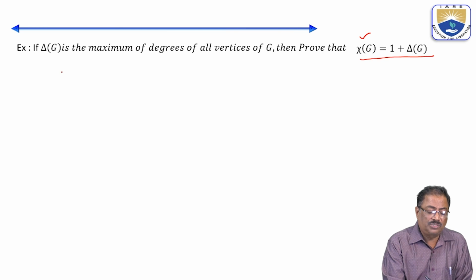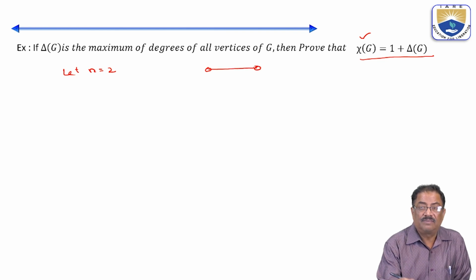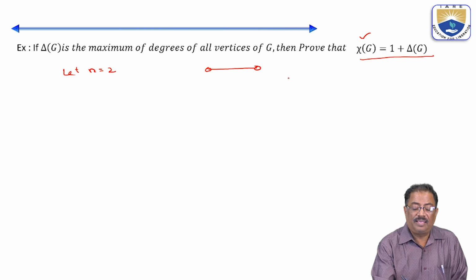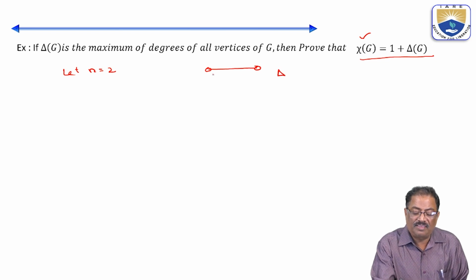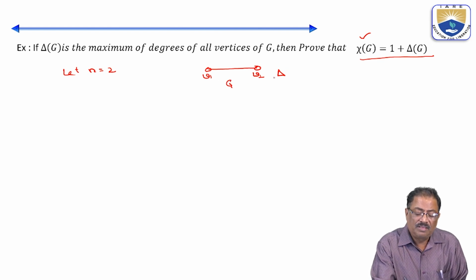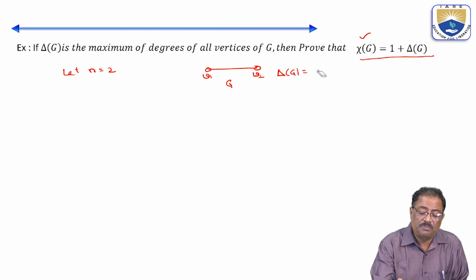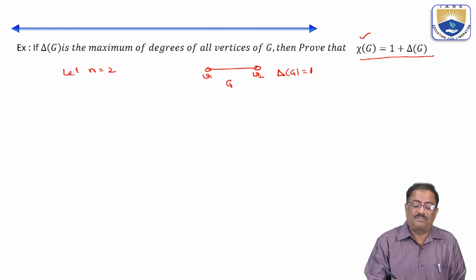Let us consider n equals 2 vertices, V1 and V2, and connect them with an edge. What is the maximum degree of the graph? Sorry, the maximum degree is 1 only. Then what is the chromatic number of this graph?